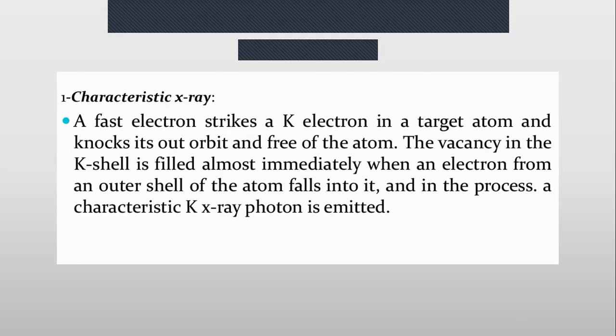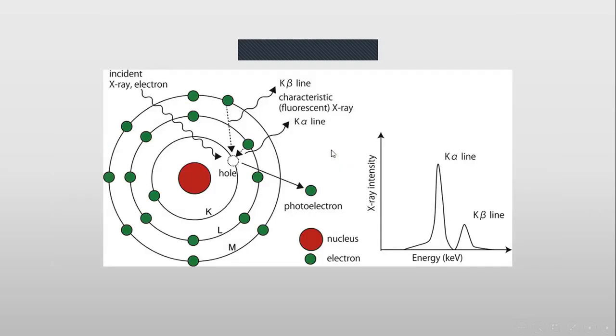A fast electron strikes a K electron in the target atom and knocks it out of orbit, freeing it from the atom. The vacancy in the K shell will almost immediately be filled when an electron from the outer shell of the atom falls onto it. And in the process, a characteristic X-ray is produced.